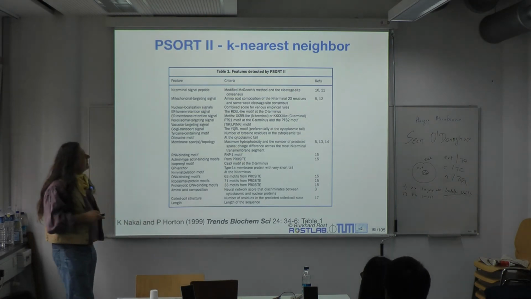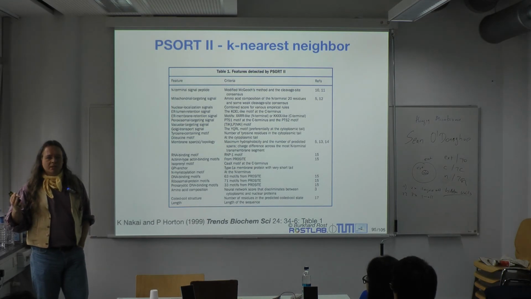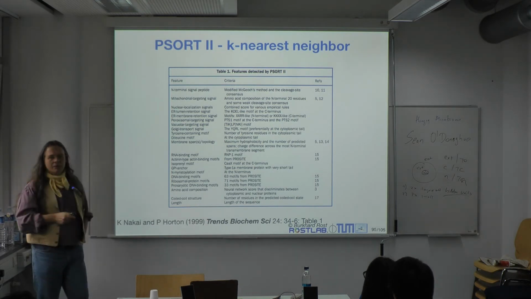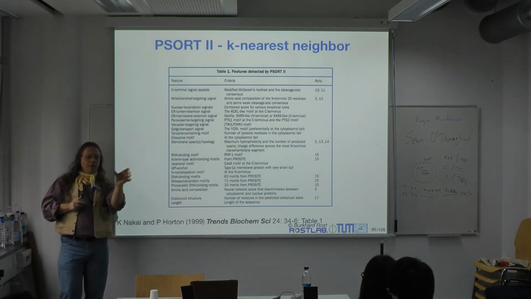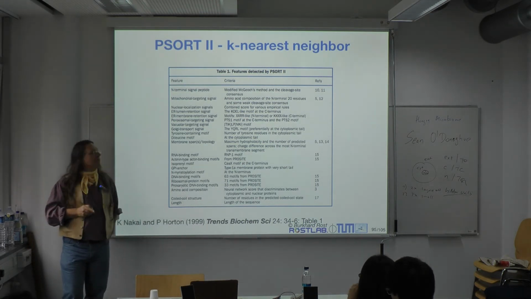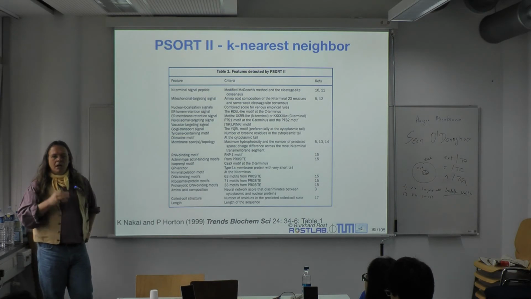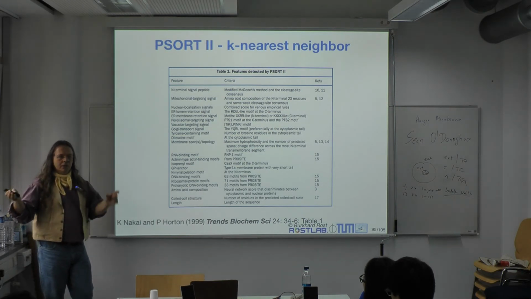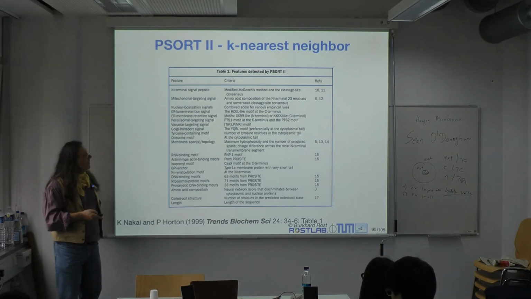P-sort 2 is the same thing, but now we use statistics. We use sequence signal, the k nearest neighbor. So we combine that with something that really is a consecutive stretch of something that goes on through the protein. Many of these motifs that you see here go back to what I talked about with PROSITE. Those are relatively short motifs. K nearest neighbor is a relatively short motif.